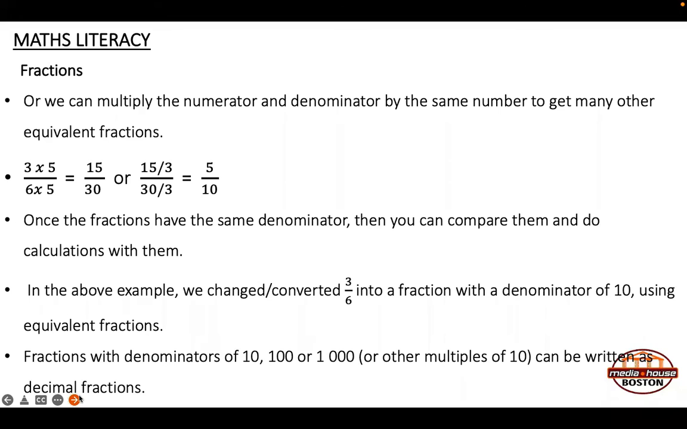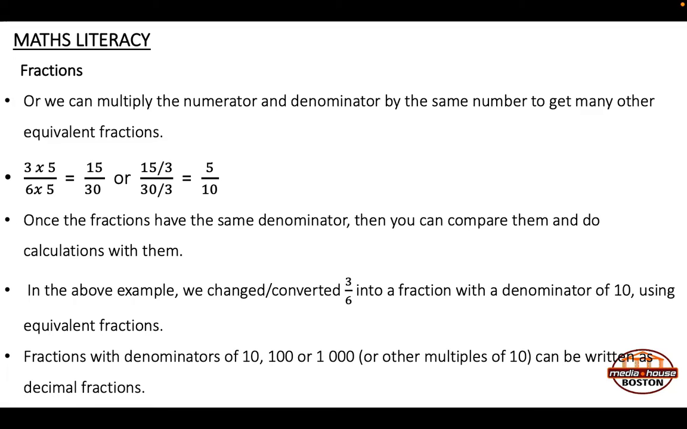Once the fractions have the same denominator, then you can compare them and do calculations with them. So as you can see in the above example, we converted 3 over 6 into a fraction with a denominator of 10. Sorry, the fraction takes a denominator of 10. That's what I meant to say. So here we made it an equivalent fraction.